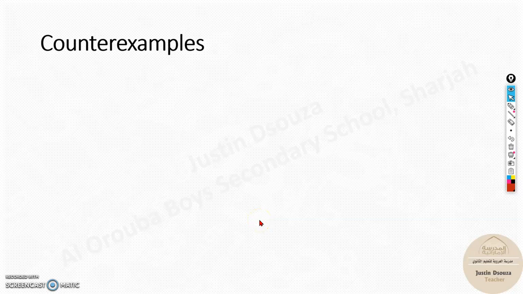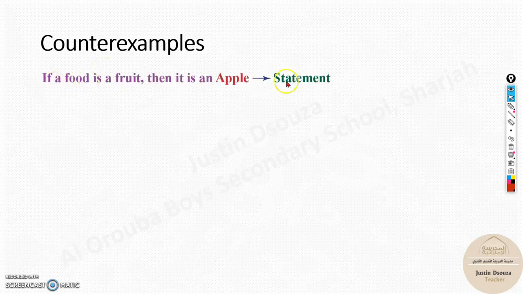Now we will move on to the second objective, that is to disprove conjectures using counterexamples. Here, let us learn about counterexamples now. So imagine a statement that is, if a food is fruit, then it is apple. Just by reading this, I'm sure you must have known this is false. It's not a true statement.